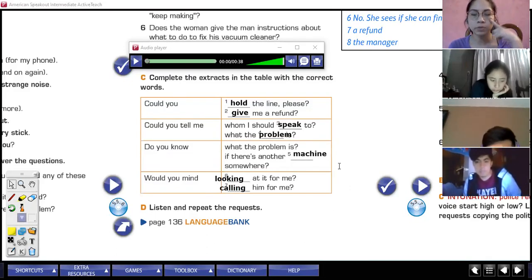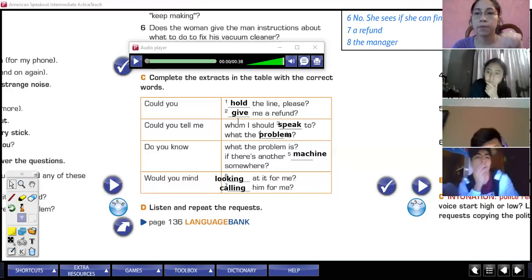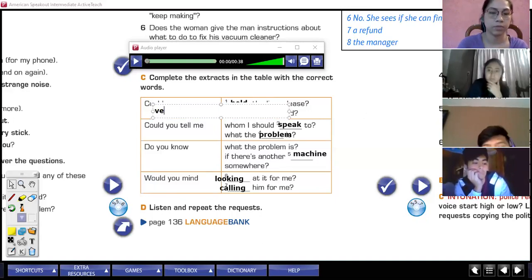Now, I want you to observe the structure. If you have could or do you know, the verb is infinitive. Could you hold? Could you give me? The verb is infinitive. Verb and infinitive.